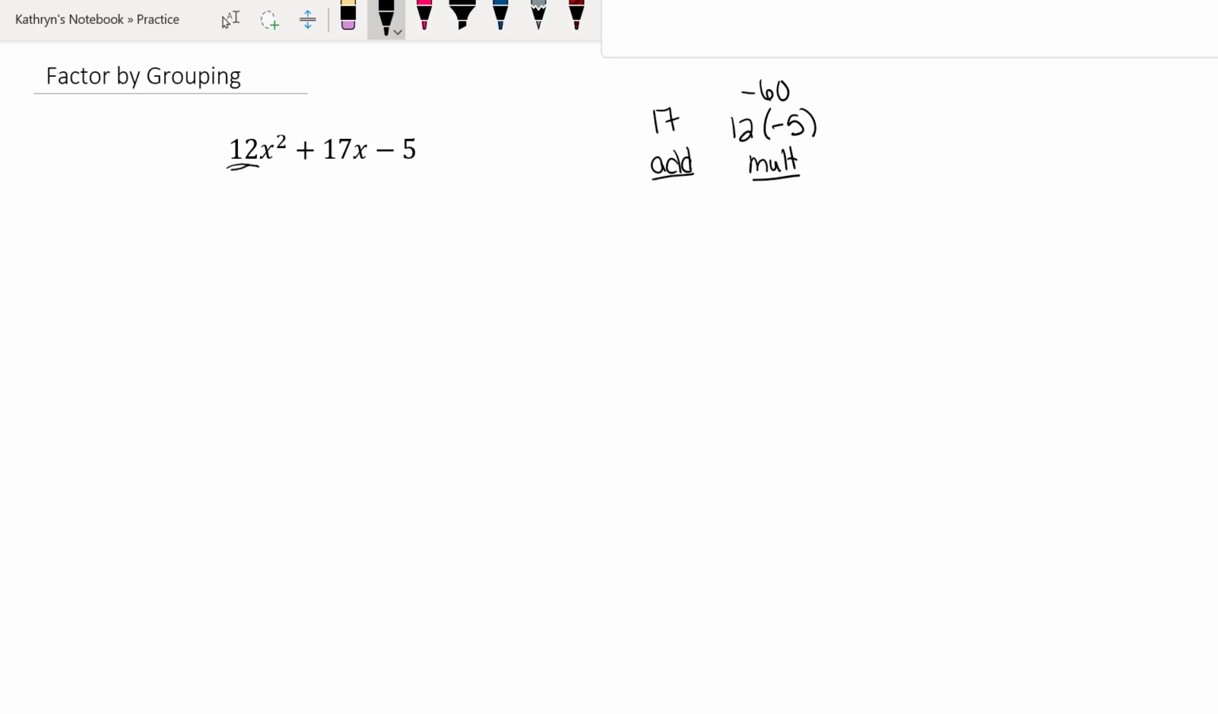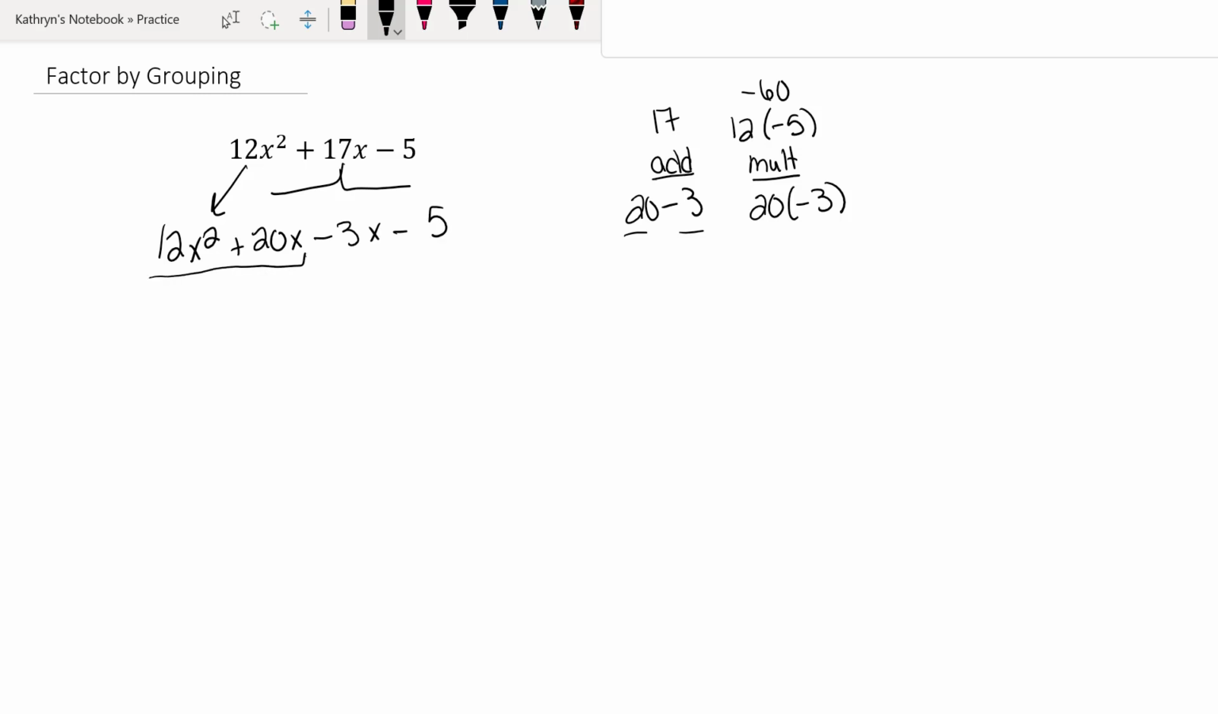Well, for this one, I know that 20 times negative 3 is negative 60, and 20 minus 3 is 17. So here are our two numbers. Now we rewrite 12x squared, but instead of writing 17x, we're going to write plus 20x minus 3x minus 5. The grouping method is exactly as it sounds. We're going to group the first two together and the second two together.